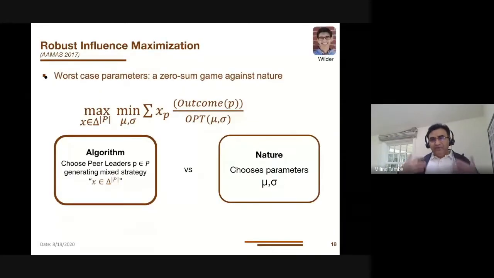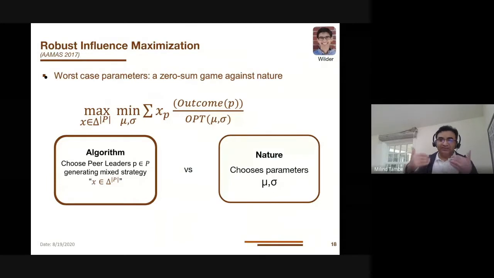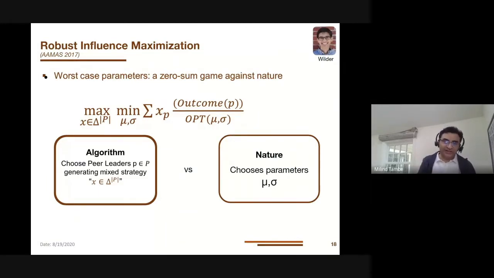One way to do this is to consider this as a problem where our algorithm is playing a game against nature. Our algorithm is trying to select key peer leaders to spread information maximally, and nature is acting as an opponent, choosing parameter settings that cause our algorithm to perform as badly as possible. And so in playing this game, we arrive at a strategy which is robust to whatever manipulations nature may do. Of course, nature is not actively acting against us. We are just assuming nature is doing so, and that way arriving at a more robust strategy.